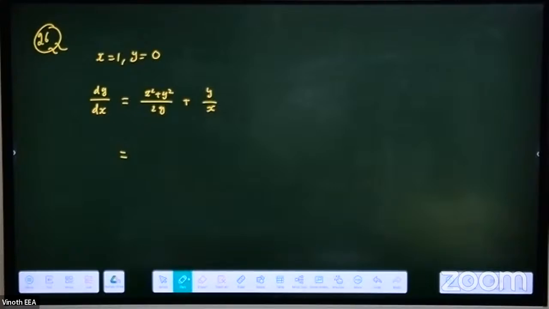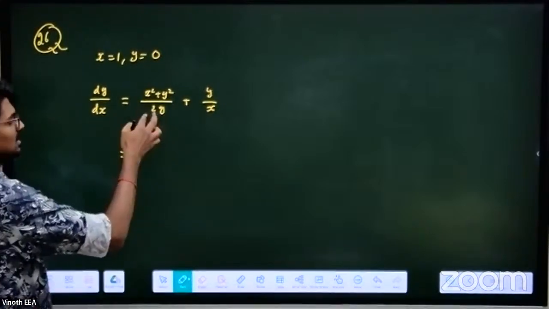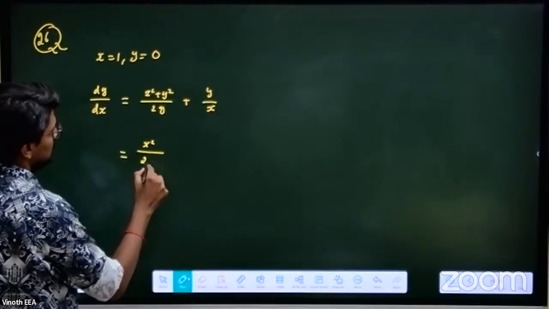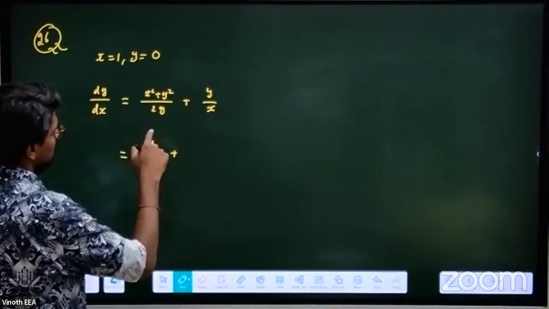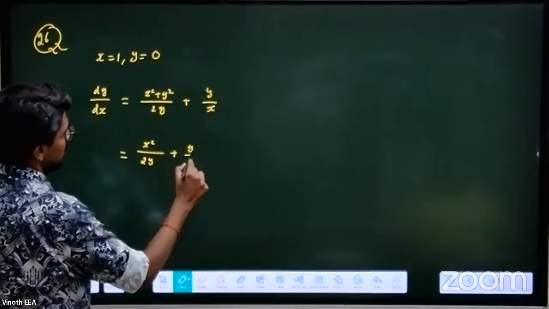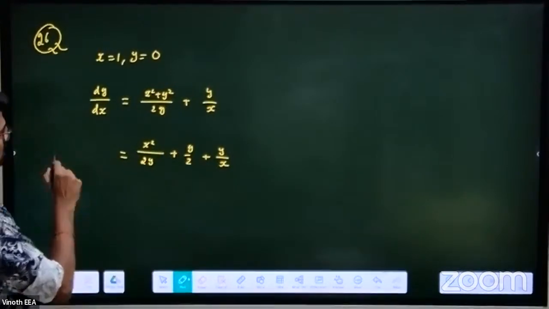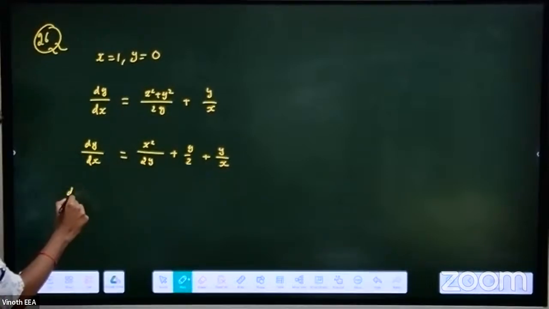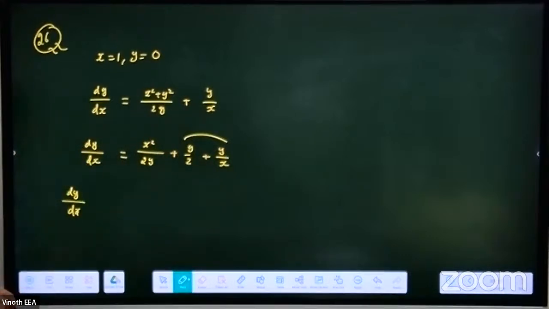We will do both homogeneous and another method, because I want to practice homogeneous. Anyways, first let me split this. If I split it, what will happen? x squared by 2y plus y squared by 2y, which becomes y by 2 plus y by x. Then this is dy by dx.